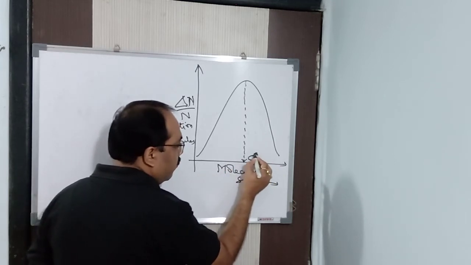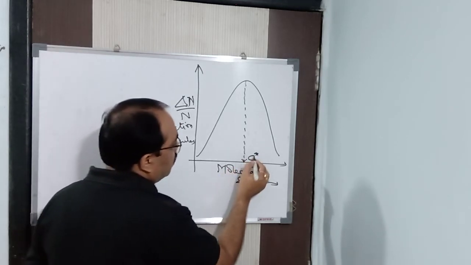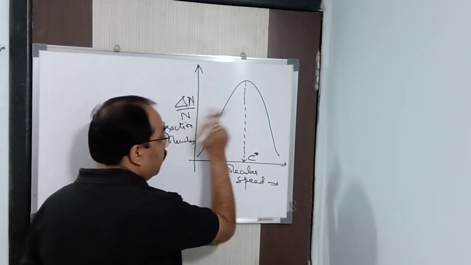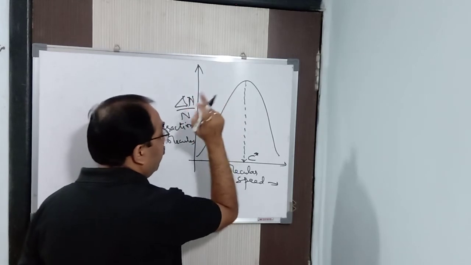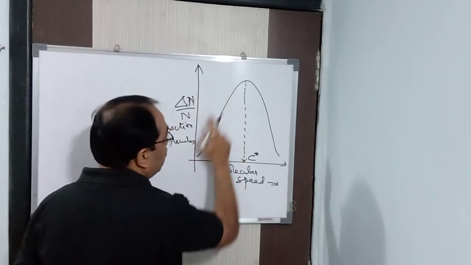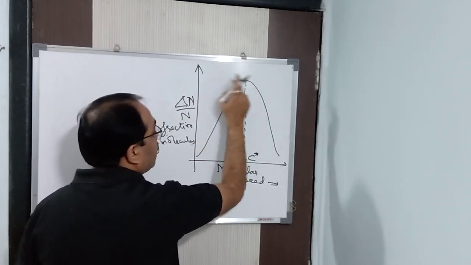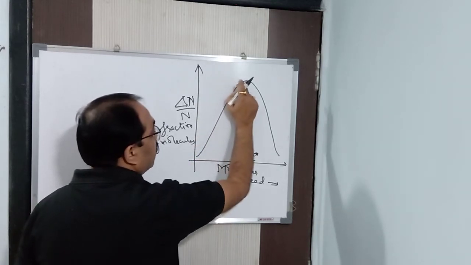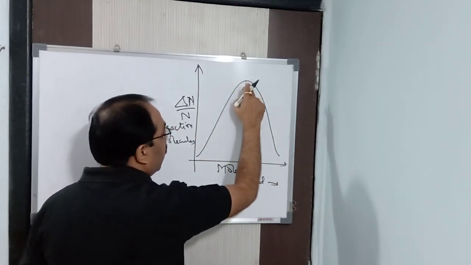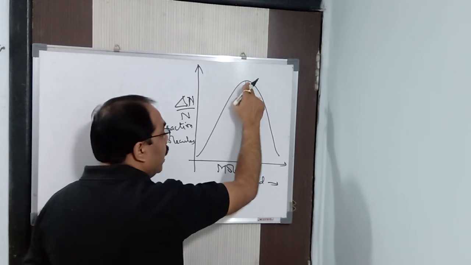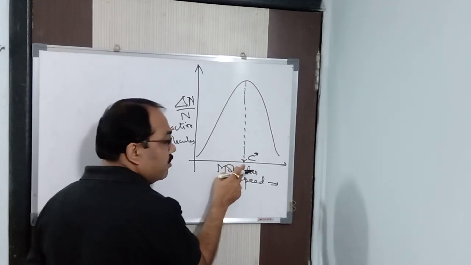Now this is denoted with the letter C star. And what it represents is the maximum fraction of the molecules possessing this particular speed. See the graph? This point represents the maximum fraction of the molecules, isn't it? It increases, and after that it decreases. So this point represents the maximum fraction of the molecules, and this is their speed.